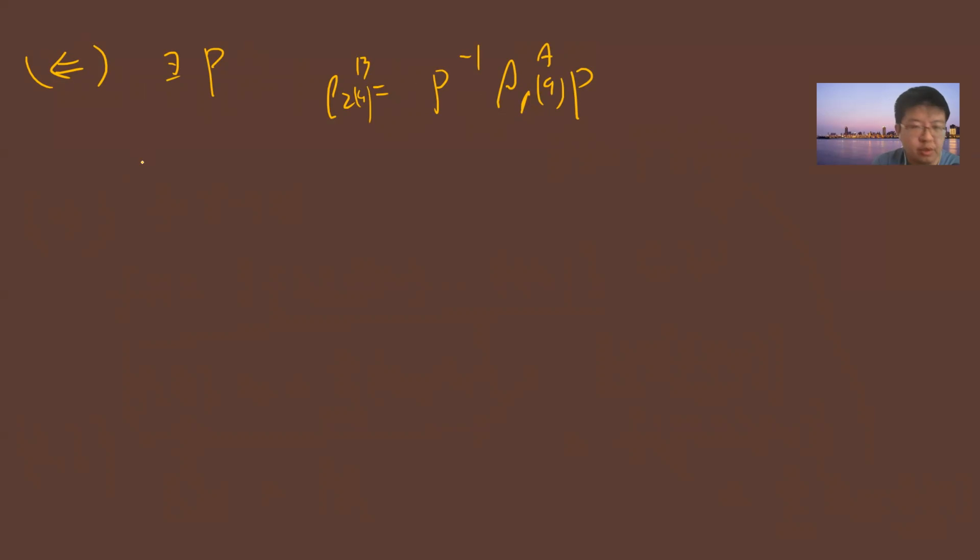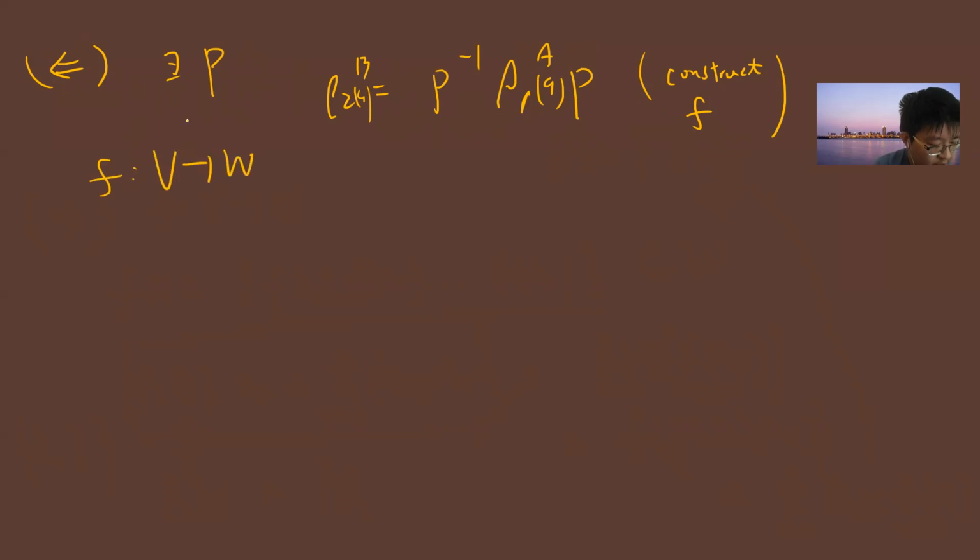Okay, so now this part. Suppose you find P such that ρ2(g) is just P inverse ρ1(g) P for any g. Somehow I'm lazy, so if I don't write g, that means for any g. If there's a P here, in order to prove this, we need to construct f. So we need to construct the isomorphism f, right?